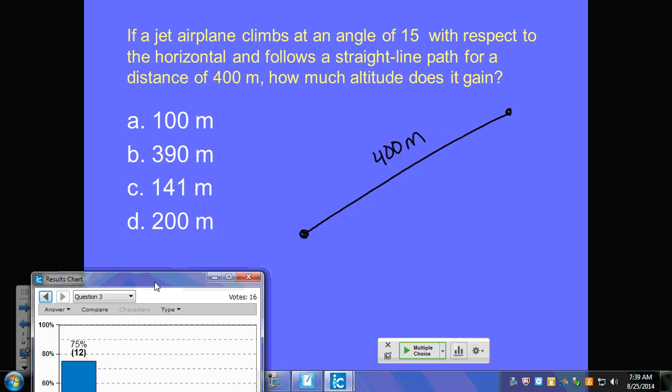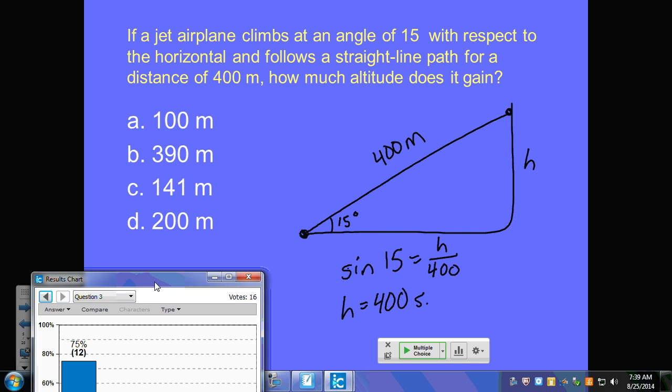Let's see here. So my angle is 15 degrees. This is just a right angle trig problem. 15 degrees here. I want to know this h, and so I say, which trig function do you want to use? Right, I want to use the sine. That's opposite over hypotenuse, so sine of 15 equals h over 400. Is it 100 if you do sine of 15 times 400? What is it? 103. Okay, so h equals 400 sine of 15.